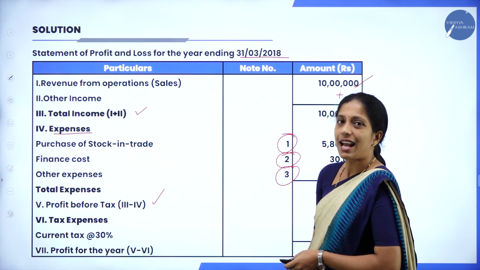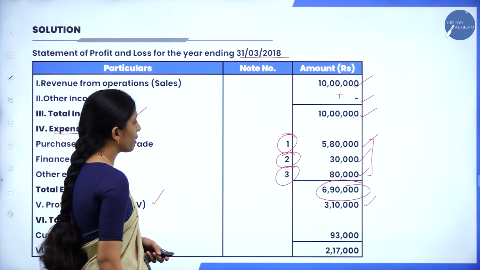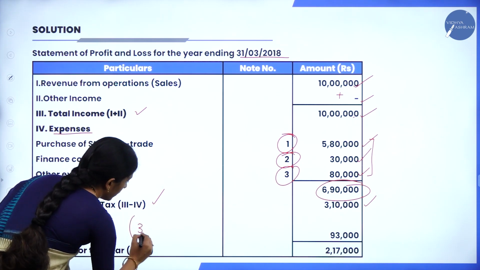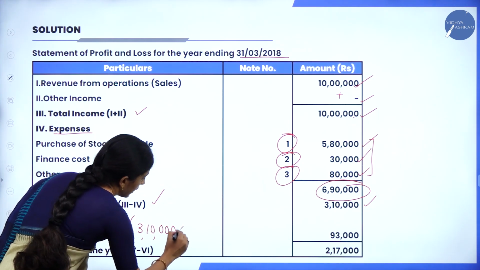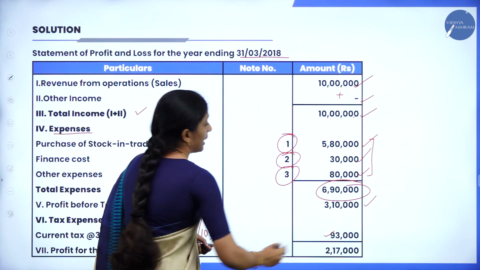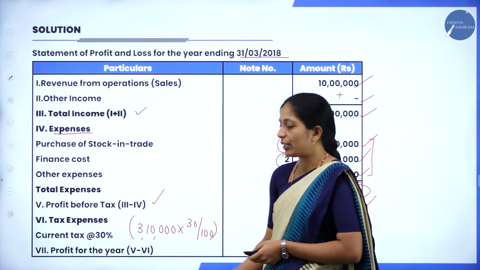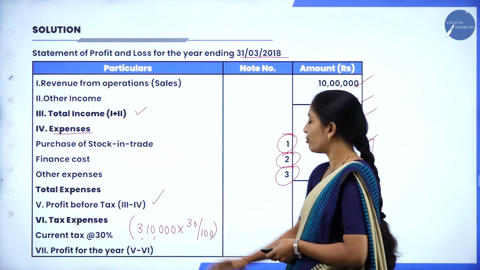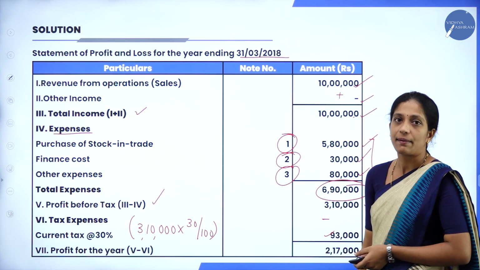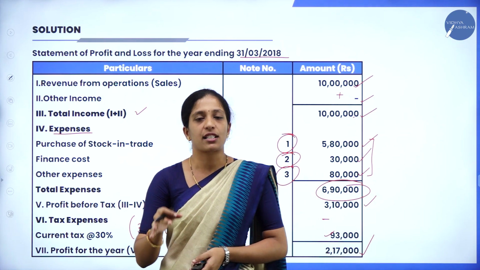Then minus tax expenses. Tax expenses will be calculated on profit before tax. Profit before tax is how much? That is 3,10,000. 3,10,000 into 30 divided by 100, 30%. So you will get 93,000 as tax expenses. Then you will get profit after tax or profit for the year, that is 5 minus 6. Profit before tax is 3,10,000 minus tax 93,000, that is 2,17,000. So hope you are clear with this. This is an easy 6 marks problem.